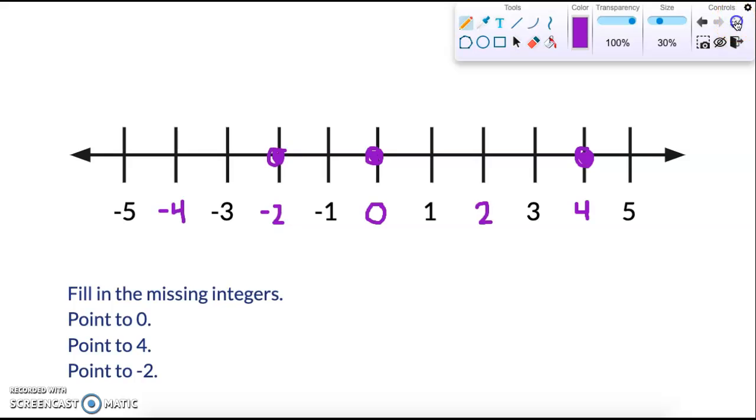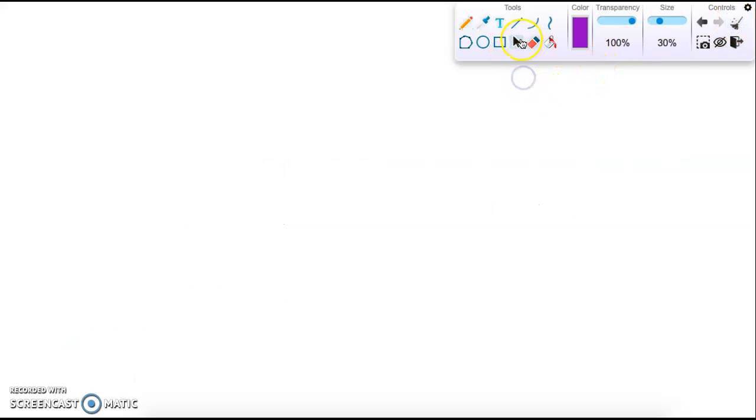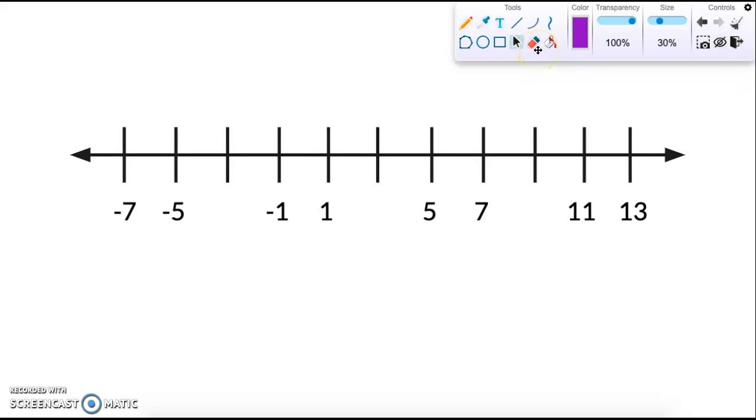Okay, let's do the next one. This time we have -7, then -5, a blank, -1, 1, blank, 5, 7, blank number, 11, 13. What do you notice here? Hopefully in each of these pairs you notice that we're counting by 2s. 5 to 7, so we skipped 6. 11 to 13, so we skipped 12, so we're counting by 2s. You might also notice that we're counting by odd numbers. So all the numbers that we fill in should also be odd. So go ahead and fill in the missing integers.